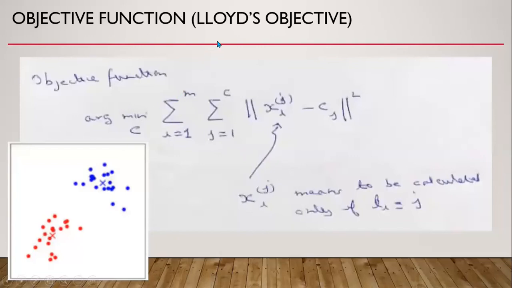The objective function is known as the Lloyd objective. It is the argmin of the within cluster sum of squares. Here, Xij means it is to be calculated only if Li, the label of point Xi, is equal to j. Then only we calculate the distance. So this is known as within cluster sum of squares.